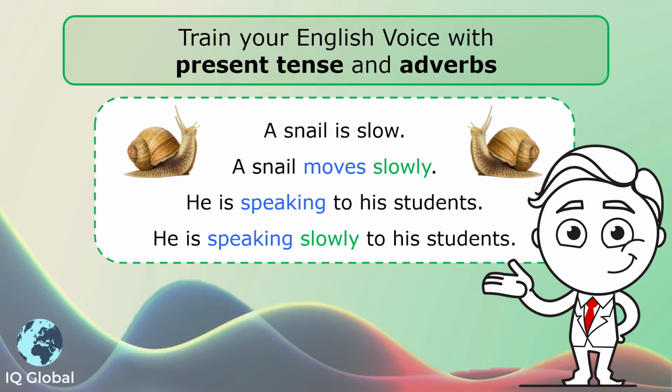Number 1. A snail is slow. Number 2. A snail moves slowly. So, in this sentence, moves is the verb and slowly is the adverb. An adverb talks about how something happens.